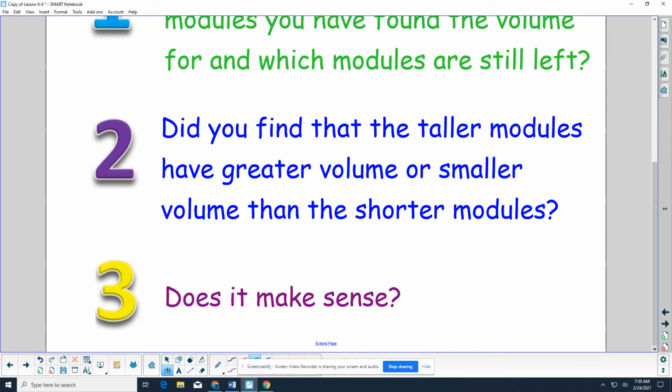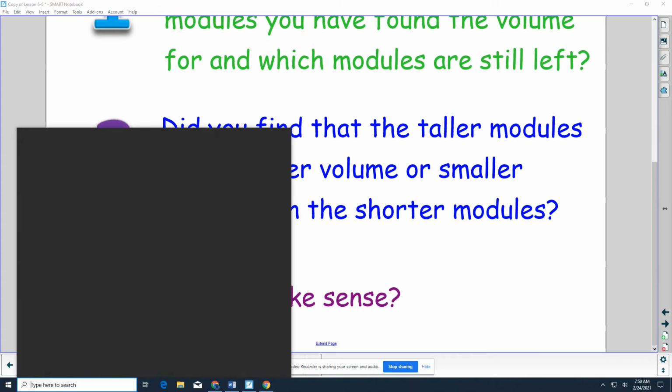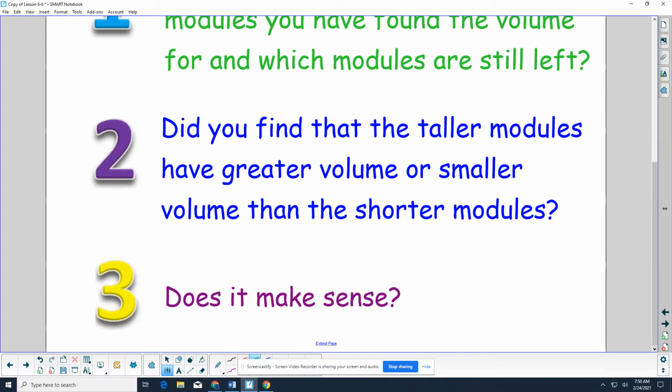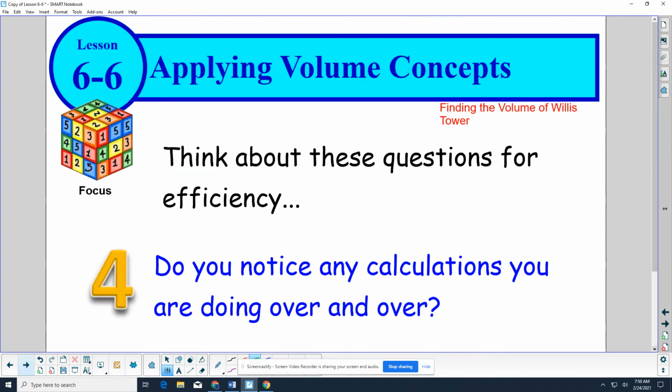And does my volume answer make sense? So that's a big thing. Sometimes people come up with these volume problems and answers, and it's way out there, especially on Evaluate. And really, it's not reasonable with the given numbers. So you want to be very careful with that. So those are great questions to ask yourself when you're solving volume problems. So think about these questions for efficiency.